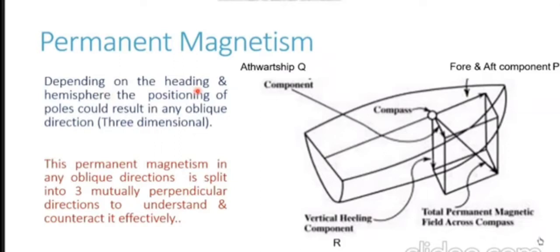Depending on the heading of the ship and the hemisphere in which the ship is built, the positioning of the permanent pole could result in any oblique direction. The permanent magnetism vector could be present in a three-dimensional orientation. You can understand it from this particular diagram. We have this particular ship here, and the permanent magnetism is represented by this oblique slanting vector. This vector represents the permanent magnetism of the ship. One of the poles is on the deck towards the port quarter, and other pole is at the keel towards the starboard bow.